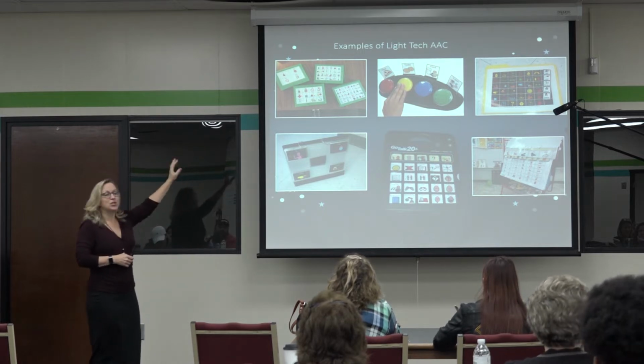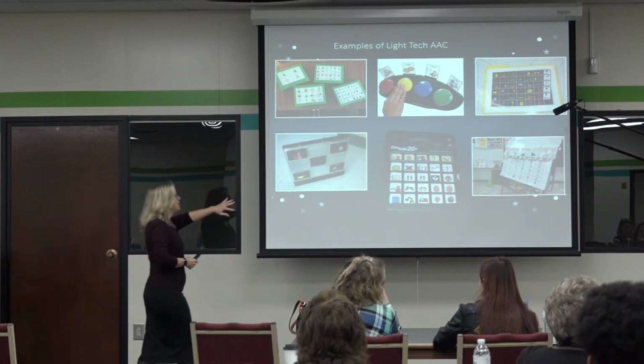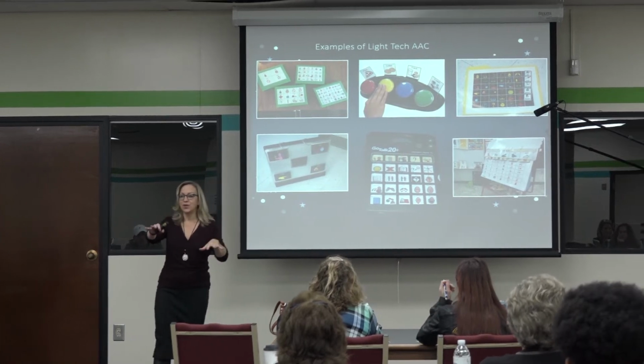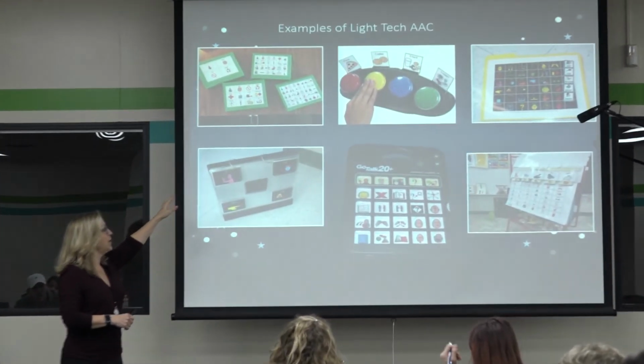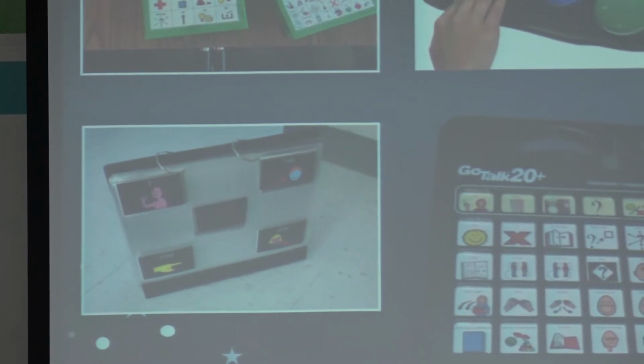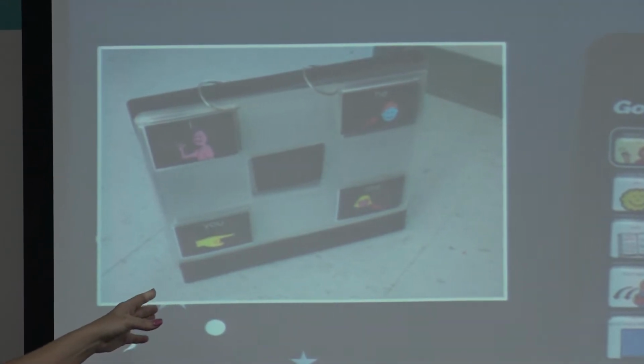It can be communication books that have symbols in them. This is for a young man who uses eye gaze, so he can't touch with his hands very well. So he uses a little flip book that has symbols on it, and he looks at the symbols, and the teacher and his parents know what he's trying to say. This young man also has a high-tech device too, but when it breaks, and it will, he has a backup system, so that's what this is for.